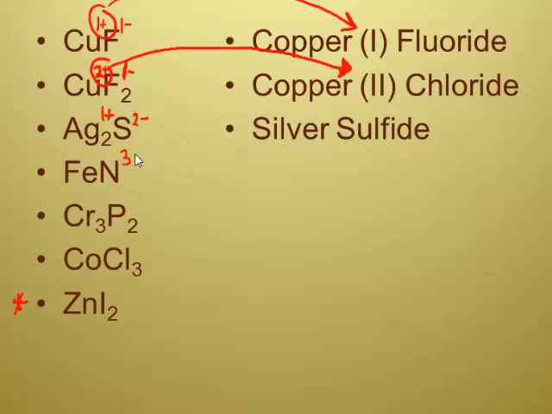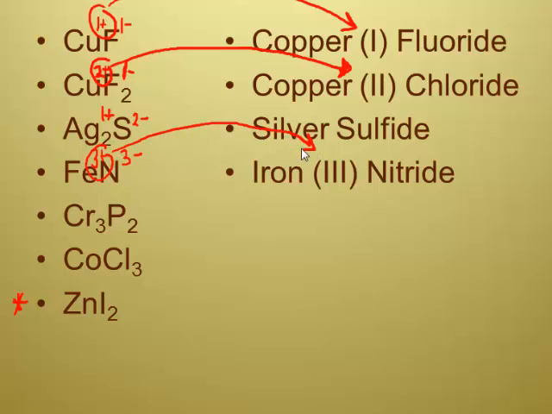Nitrogen, so it'll have a -3 charge. 3 negative. And there's only one of them, so that means that this iron has to balance it out. So it has to be +3. And there we go. Iron 3 nitride. Again, the 3 is referring to the Roman numeral on the transition metal.